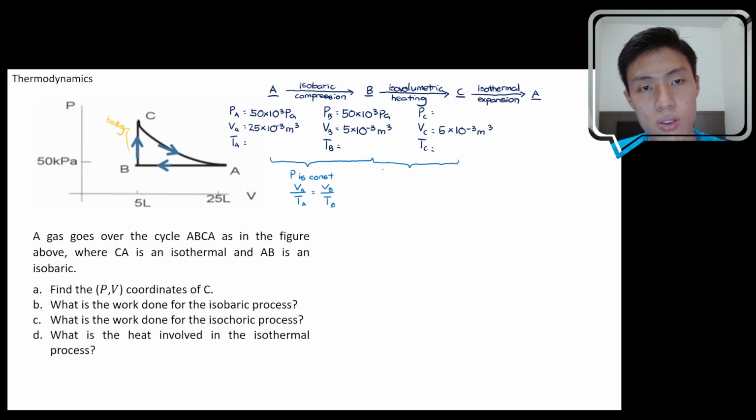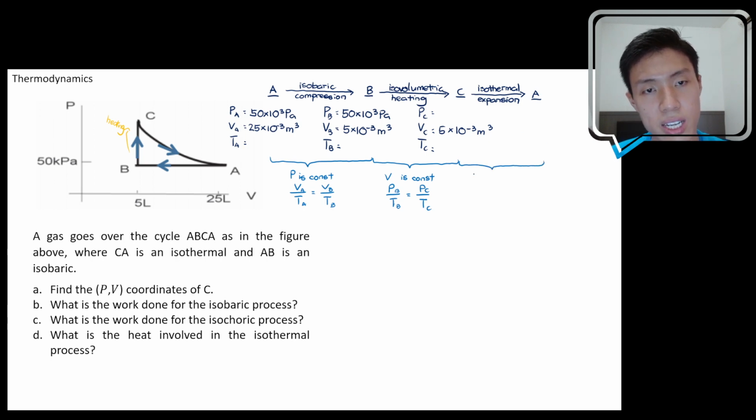From B to C, you can see that it's isovolumetric, so volume is constant. So if volume is constant, for this case, it will be P and T because you cannot have volume in the equation. So P over T, PB, TB, PC, TC. Then let's continue from C to A.